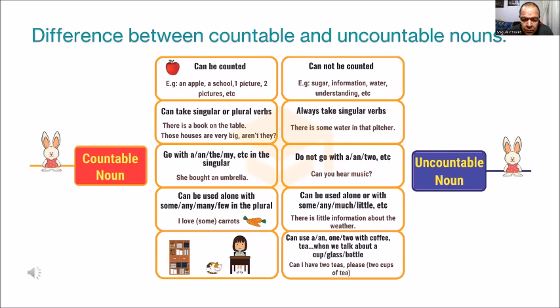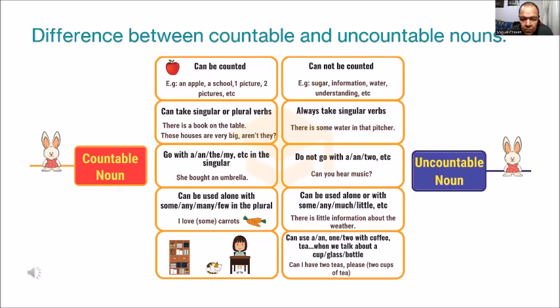They go with a, an, the, my, etc. in the singular. She bought an umbrella. They can be used along with some, any, many, few in the plural. I love carrots. I love some carrots.